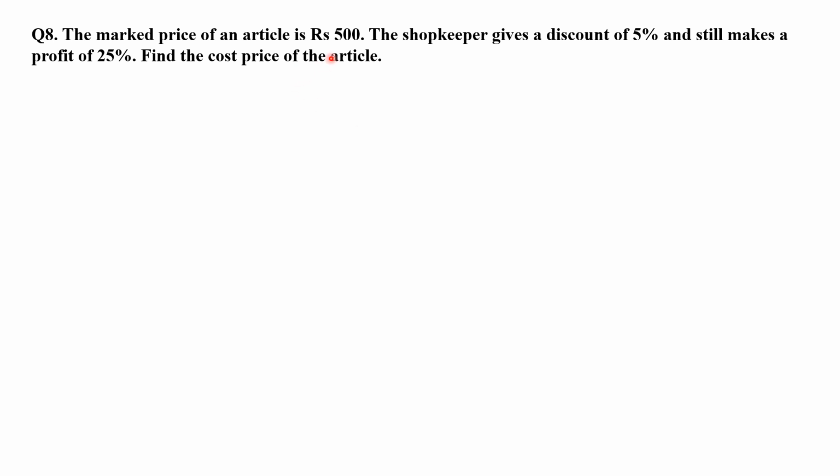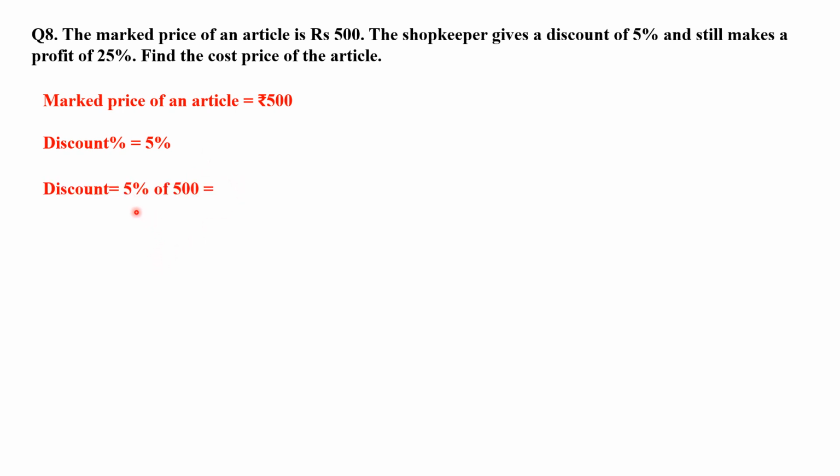Okay. So if you know the mark price of the article and if you know the discount, isn't it? So from here you can calculate the selling price of the article. And once you know the selling price and the profit is given, you can calculate the cost price. So mark price is 500 rupees, discount percent is 5%. First you find how much discount actually he is getting. So discount is 5% of 500 rupees. So let's calculate it. 5% means it is 5 by 100 multiplied by 500, and if you reduce it, it is 100 times 5. So we are getting a discount of 25 rupees, right?